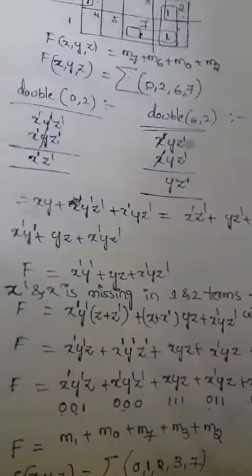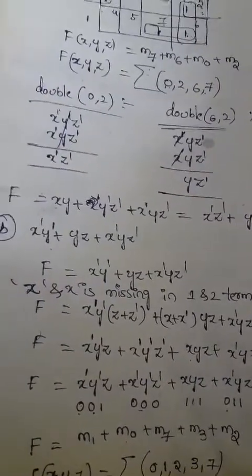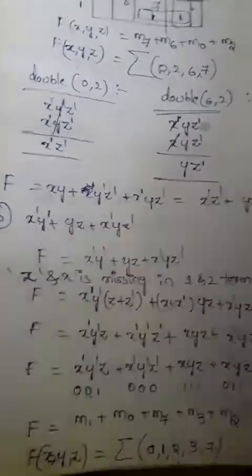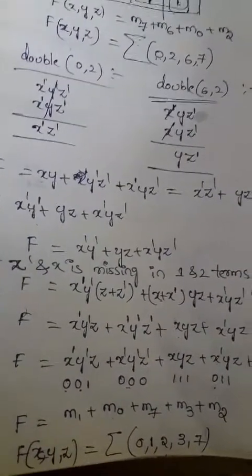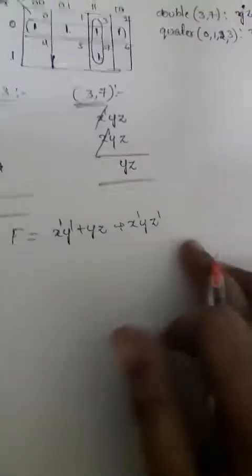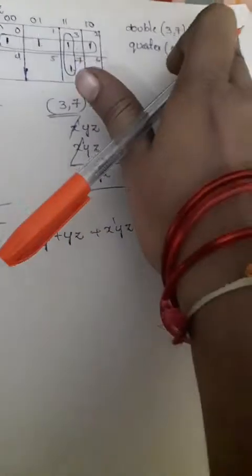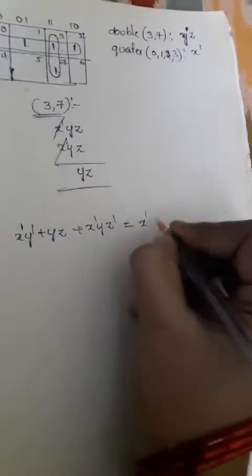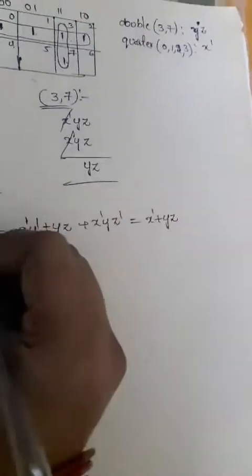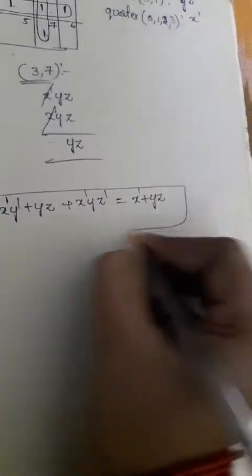nothing but x complement. So finally, for this Boolean expression, the K-map result I can write here: F equals x complement y complement z complement plus x complement y z plus x complement y z complement. So for this, what is the result of the K-map? That is nothing but adding these two prime implicants. That means x complement plus yz. So this is our final result.